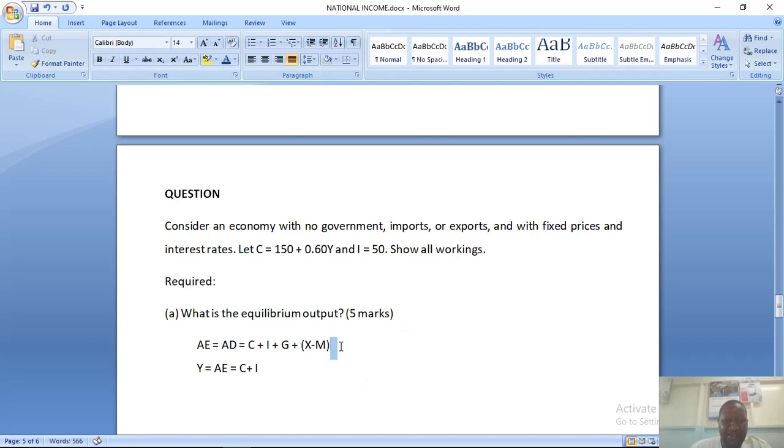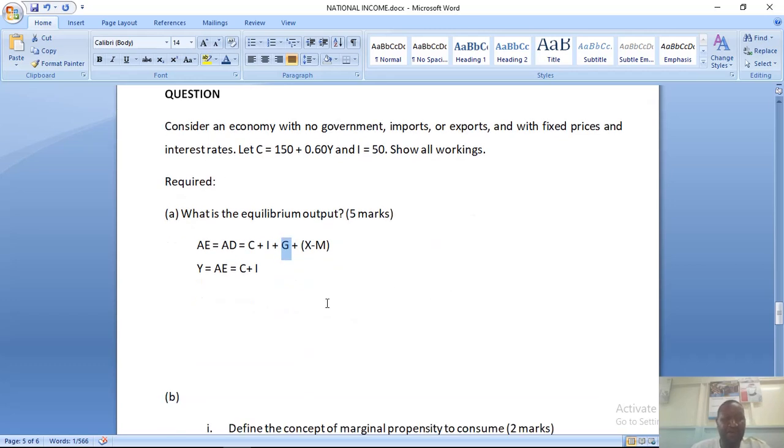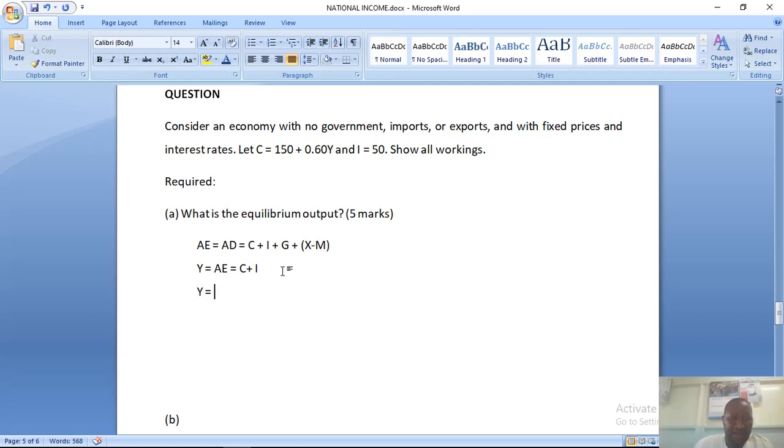Because in this case, the question is saying we do not have imports, we do not have exports, we don't have government expenditure, so we only have consumption and investment. So how much will be the equilibrium income? Y equals C, the consumption function, which is 150 plus 0.6Y. That's C. Then we add investment, which is 50. What is the equilibrium income or equilibrium output?